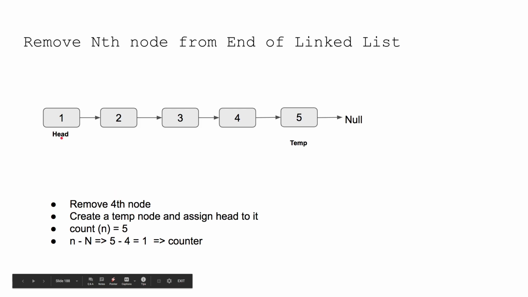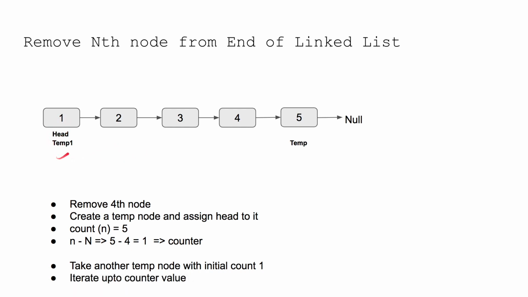So for that, I'll take another temporary node, I'll call it temp1, and which will be pointing to the head node, and the initial count would be 1. So now as we can see that this count is already 1 and the counter value is already 1. So we don't need to go further. So we'll stay here. So this simply tells you that this is the node whose links need to be changed, right? Because we want to delete this particular node with the value 2.